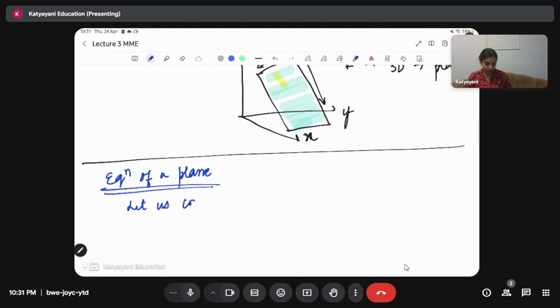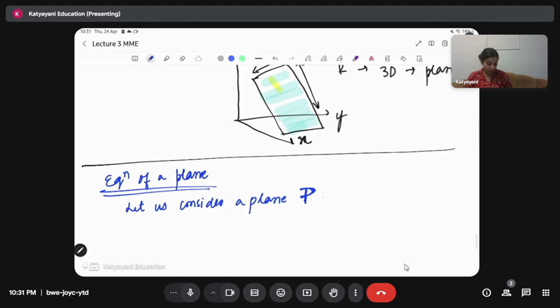Let us consider a plane P. This is how I am writing the P, which stands for plane. So plane P in R3, right? The entire space for us is R3, and the subspace here would be the plane, right? So P passes through A. We know that this plane P passes through point A.